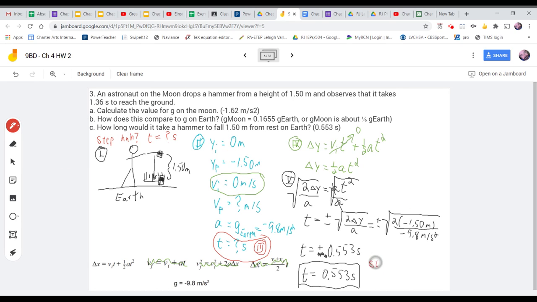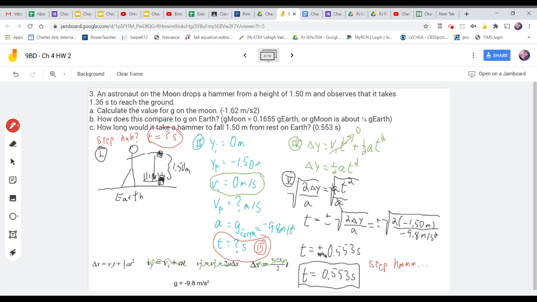Grab your red pen and do step 5. So did we solve for the right thing and give it the right units? Yes. We wanted t in units of seconds. That's what we got. 0.553 seconds. So that's about half a second.